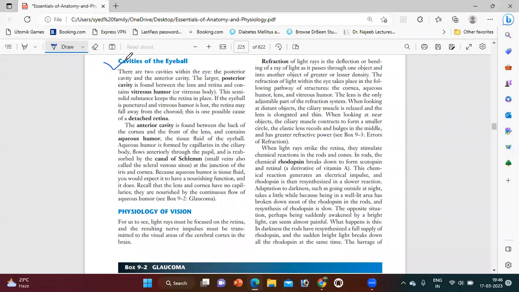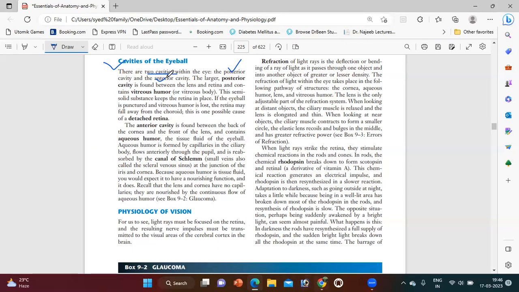So we will talk today about the cavities of the eyeball. Basically there are two cavities. What are the two cavities? The posterior cavity and the anterior cavity. Cavity means empty space. So we have empty space before the eyeball is inserted into our eye cavity, the orbit cavity. Okay. If you do see the cavity, we have the anterior cavity, we have the posterior cavity.